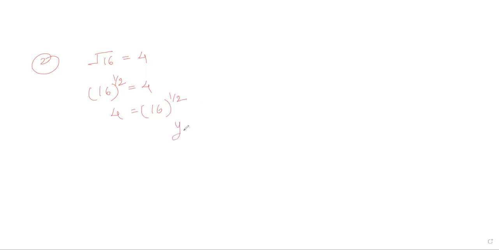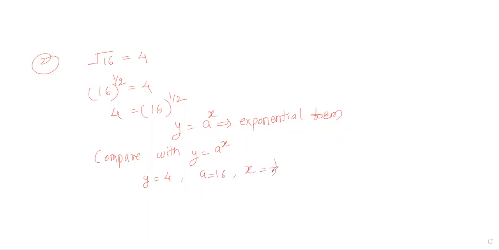So this is an exponential form, means y is equals to a raised to x. This is the exponential form. Clear? Now we are comparing this one, compare with y is equals to a raised to x. So y is the 4, correct? Then a is the 16 and x is a 1/2.